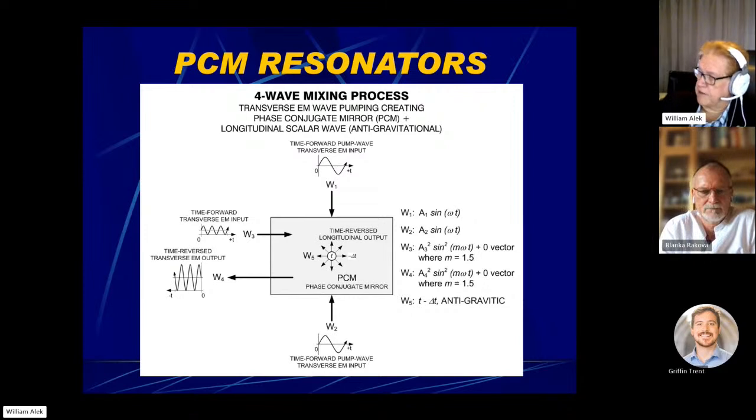This is what's going on in these types of devices: they lose weight as well. If you put this device on a balance beam, you'll see that the balance beam will move. The device will get lighter, because it's operating in this time-reversed fashion. This is really set up with two converging electromagnetic waves, and this is some of the mathematics here. W5 is, of course, a change in time, which is anti-gravitic in this case.